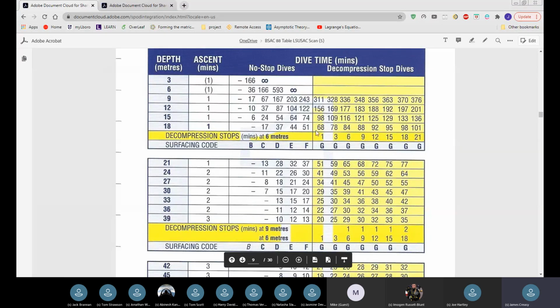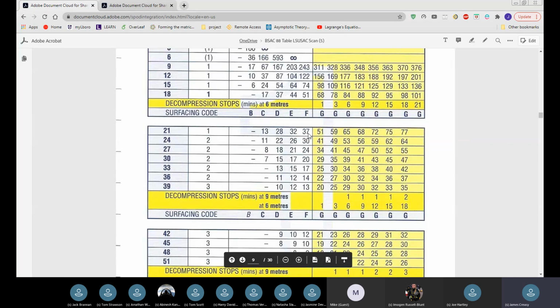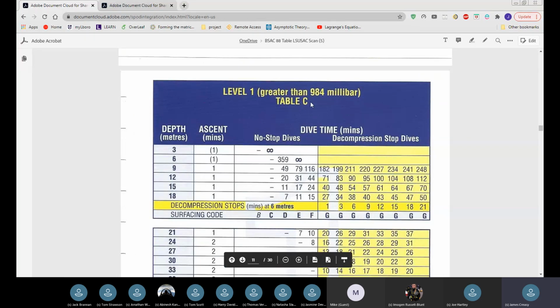Yeah, so before, here we are, we used the table A. That's because we had a tissue code of A. Now, after this 3.5 hour surface interval, we have a tissue code of C. So we can't be using table A anymore. We have to go down and look for table C. So here we have table C.